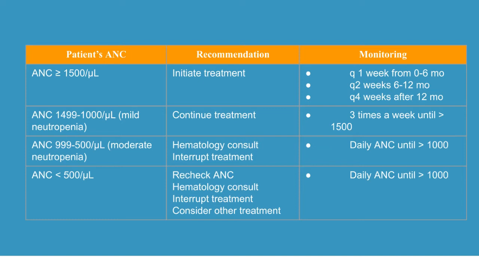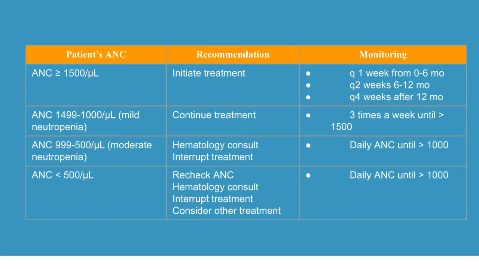We have to monitor that every week for the first 6 months. And then after 6 months, we can go to every 2 weeks if the ANC is remaining stable. After 12 months, we can push that out to every 4-week CBCs. If the ANC drops below 1500, so between 1500 and 1000, then we can continue treatment, but we need to up our monitoring. So we even need to do it 3 times a week until the ANC goes above 1500.